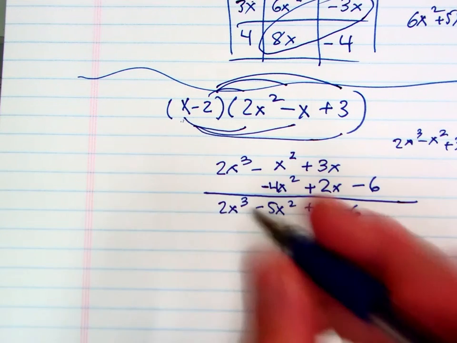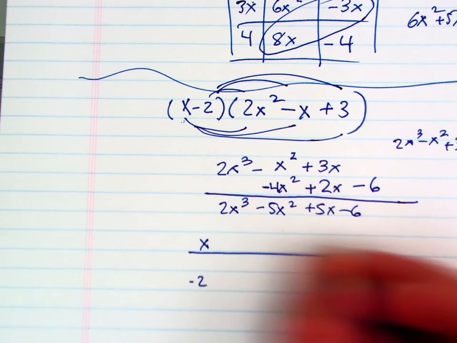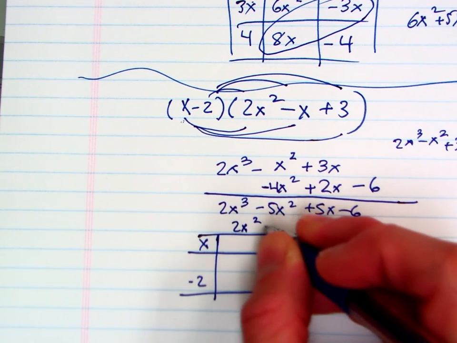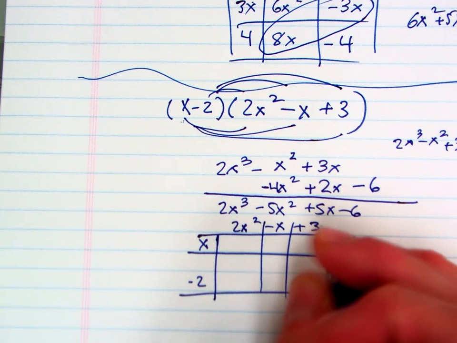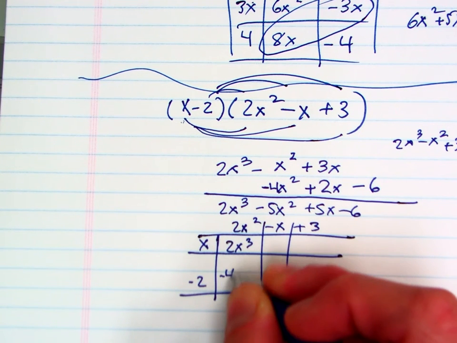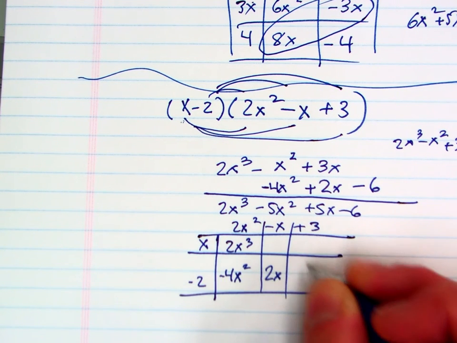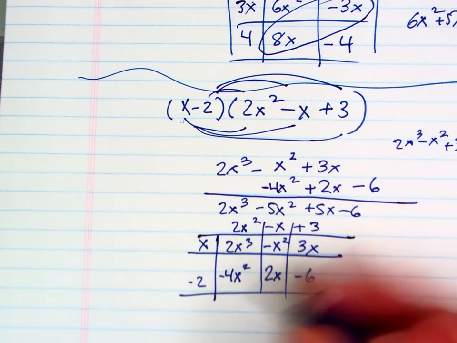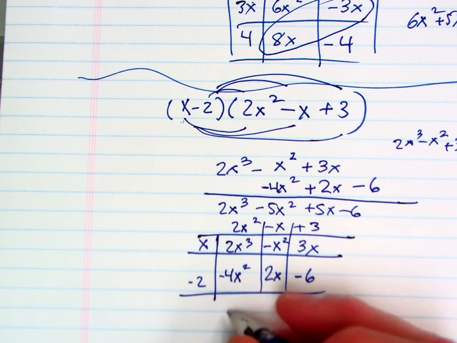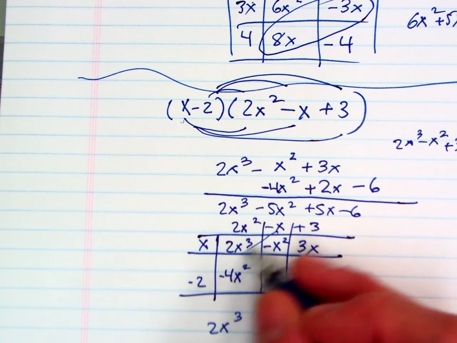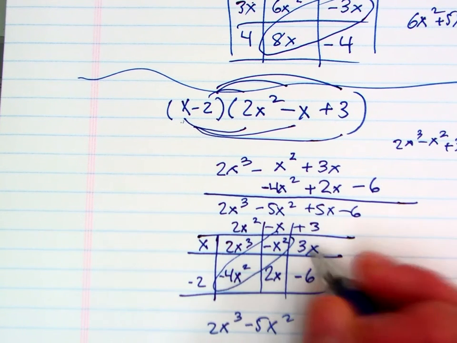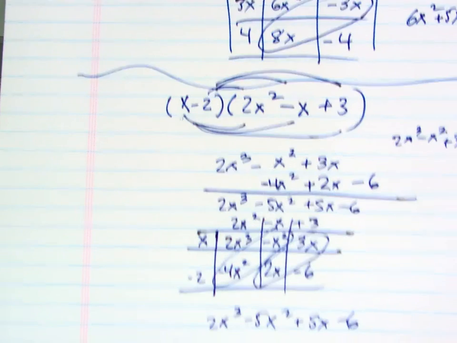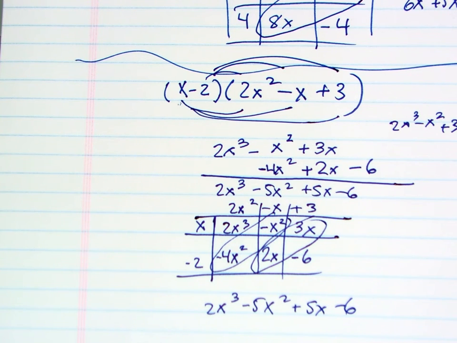If you wanted to do it that way, you would have x and negative 2, and then on top you would have 2x squared minus x plus 3. So you'd have 2x to the third, negative 4x squared, 2x, negative 6, negative x squared, and 3x. Notice that the diagonals are like terms. So again, this gives you 2x to the third. This is negative 5x squared. These combined make 5x, and then I have minus 6. So box method or distributing works for that.